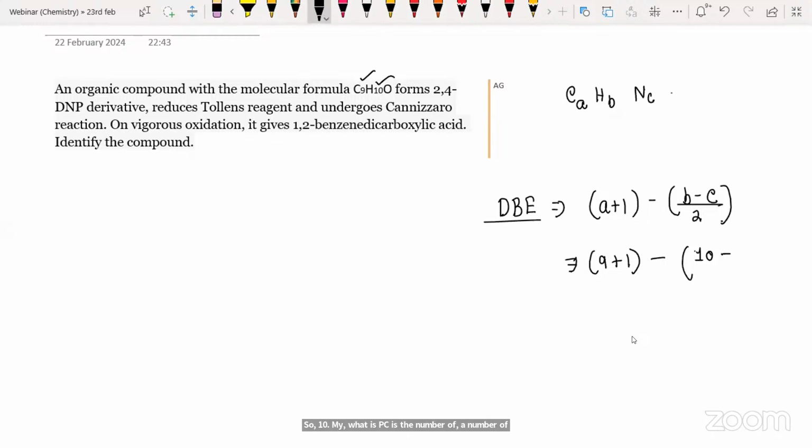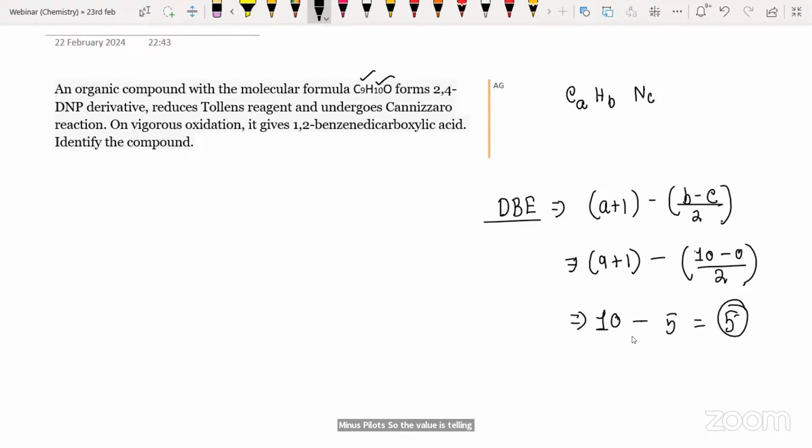Okay, C is the number of nitrogen over here. There is no nitrogen, so no need to worry about that. 10 minus 0 by 2. So what is the value coming then, guys? 10 minus 5. So the value is coming as 5.